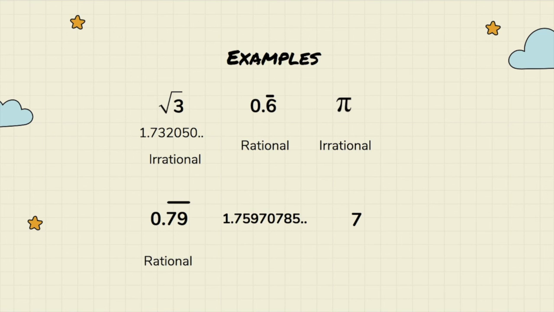We have 1.75970785, and so on. So since it is non-terminating and non-repeating, it is irrational. And then we have 7. Since 7 is a whole number, a natural number, and an integer, it is considered a rational number.